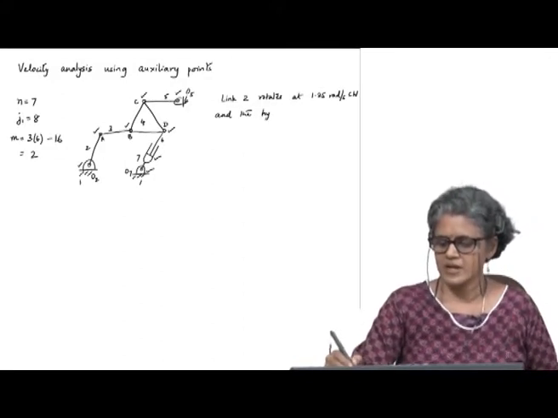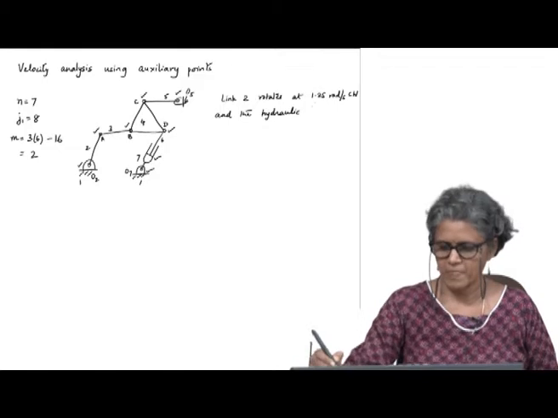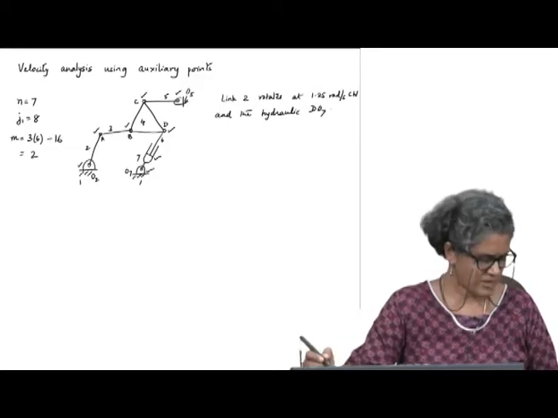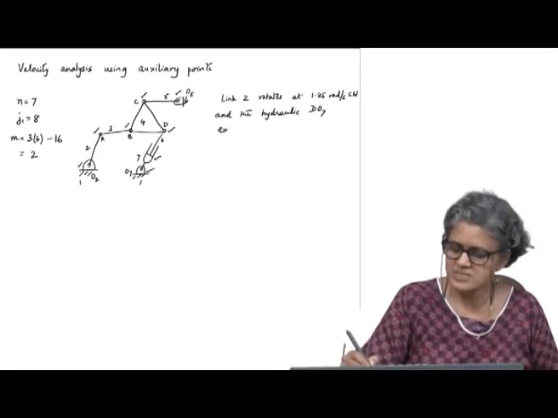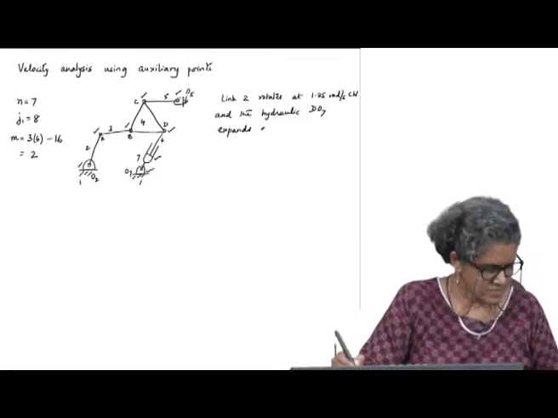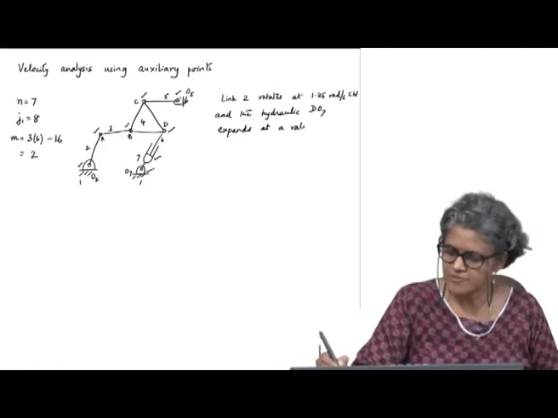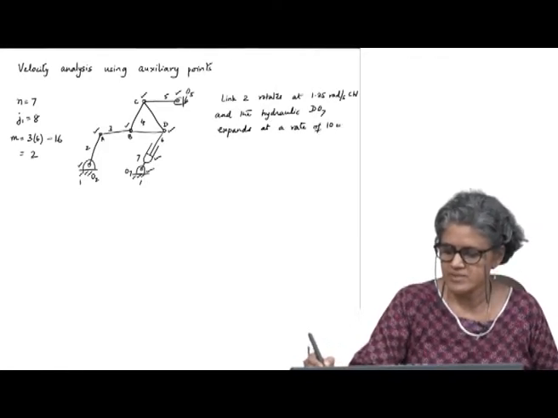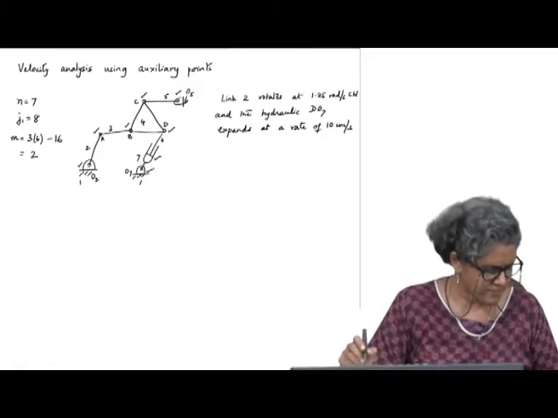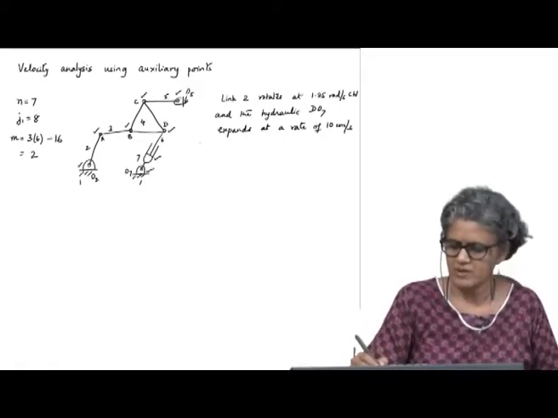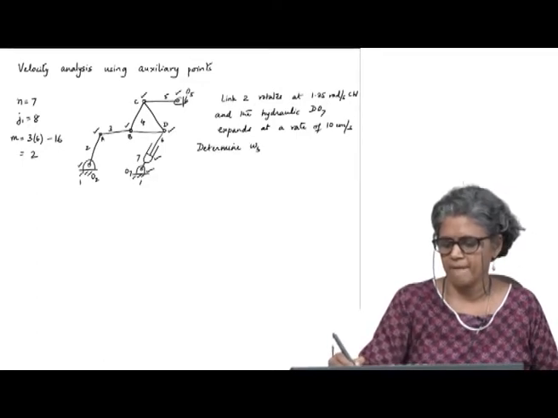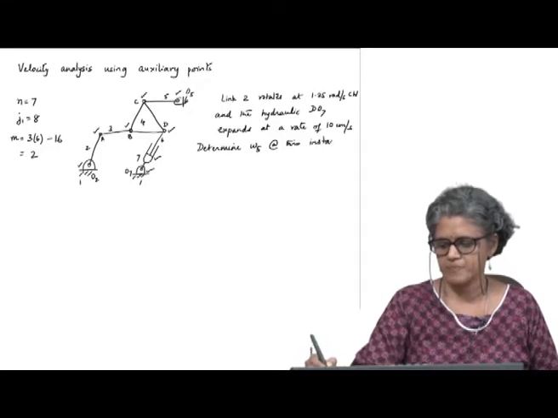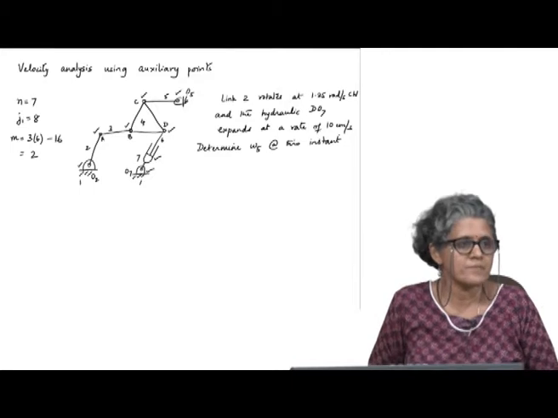So the hydraulic actuator DO7 expands at a rate of 10 centimeter per second. So you want to find omega 5 at this instant. Okay.